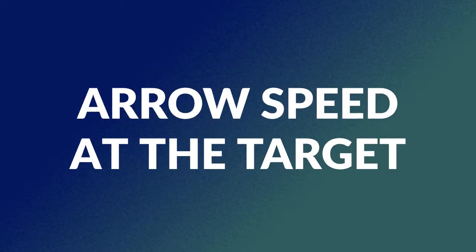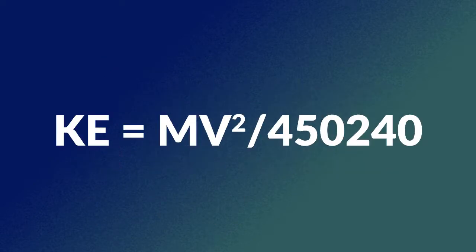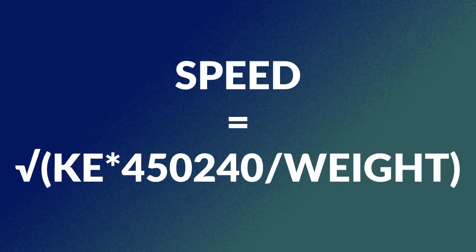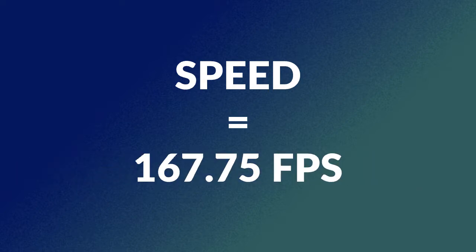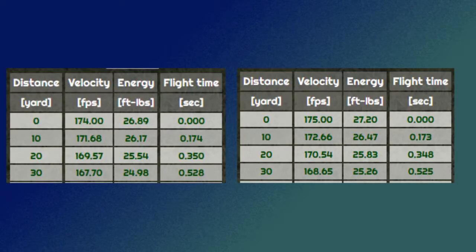First, we need to find the needed speed of the arrow at the target. By rearranging the KE formula, we can calculate the arrow speed at the target. Arrow speed equals the square root of the quantity kinetic energy times 450,240 divided by arrow weight. Doing the math, we find the arrow speed at the target is 167.75 feet per second. Using an arrow ballistics calculator, we can find that the initial speed to give us a kinetic energy of 25 at 30 yards is just over 174 feet per second.